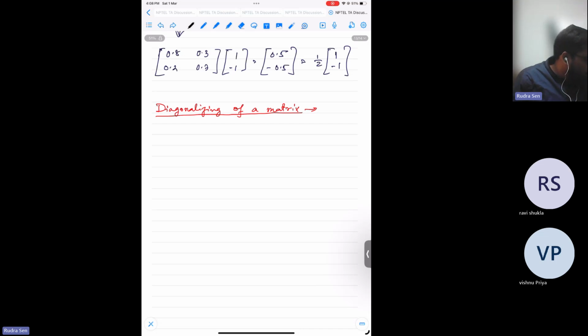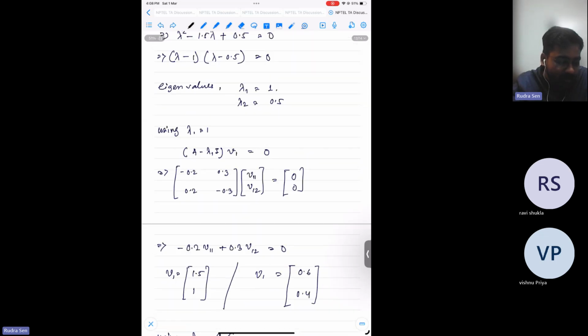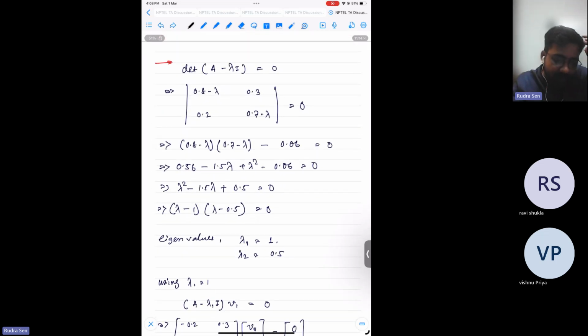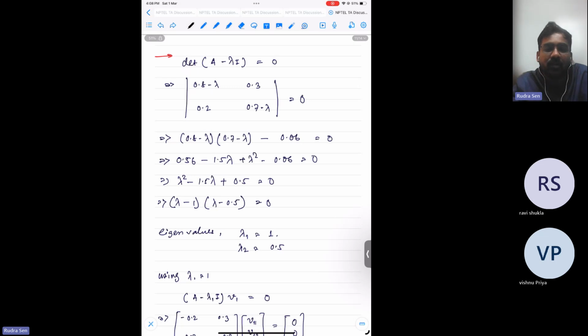So first of all, if the matrix has distinct eigenvalues, like in this particular example, you see that the eigenvalues are distinct in nature, right? But sometimes it's possible that eigenvalues are not distinct. We get similar eigenvalues, like lambda 1, lambda 2. If we get lambda minus 1 whole squared equals 0, right? Then the eigenvalues are similar. So lambda minus 1, lambda minus 1. So we get the same eigenvalue.